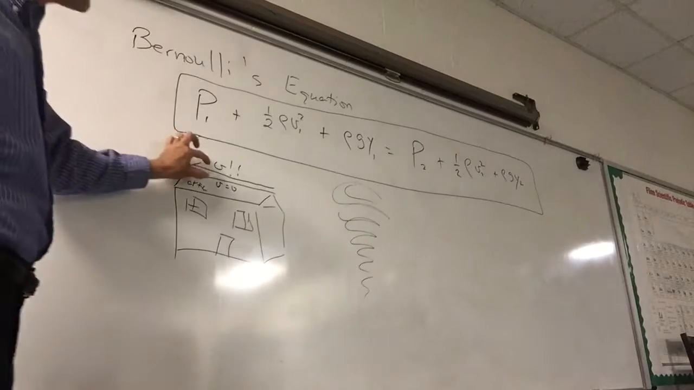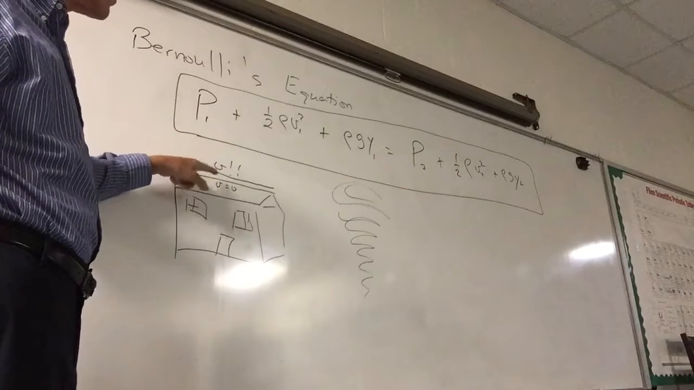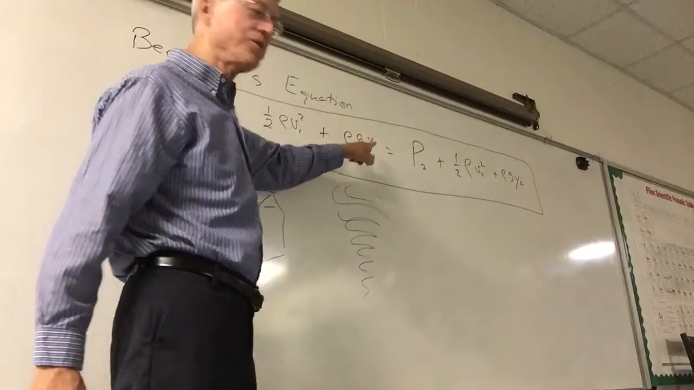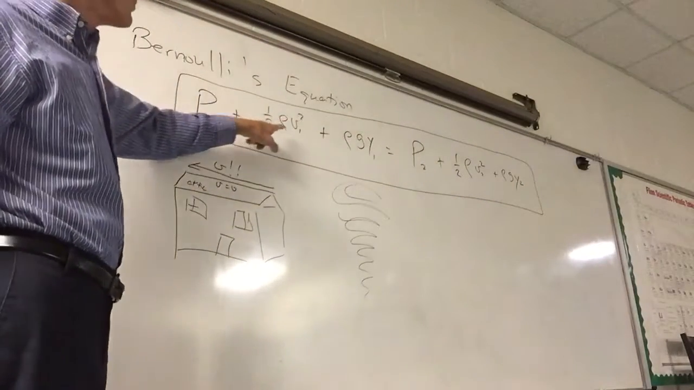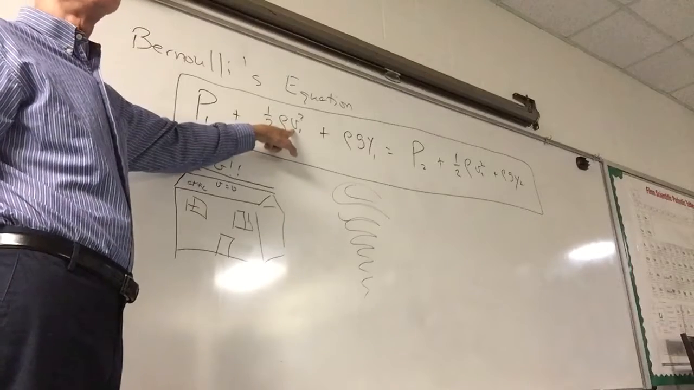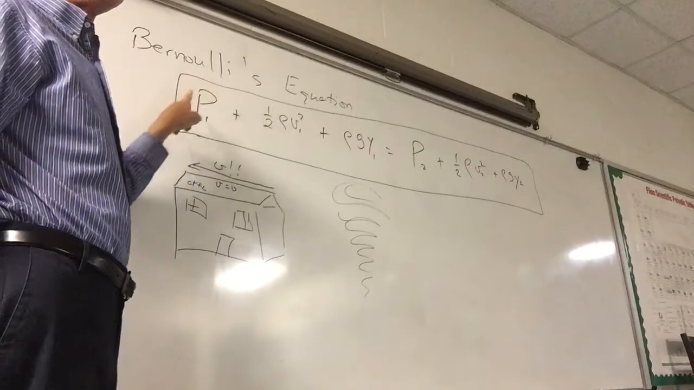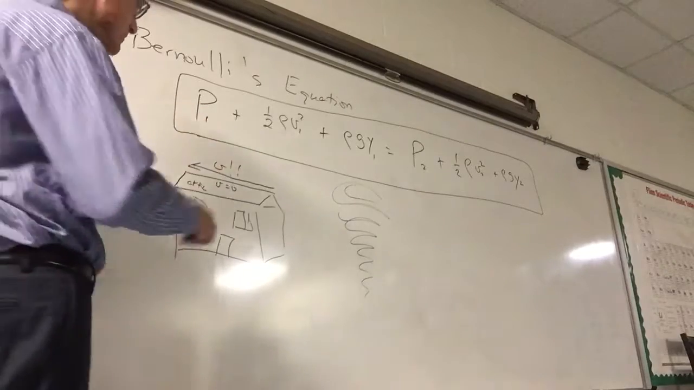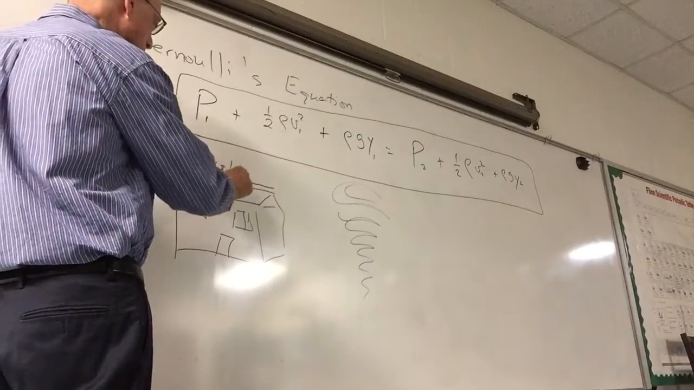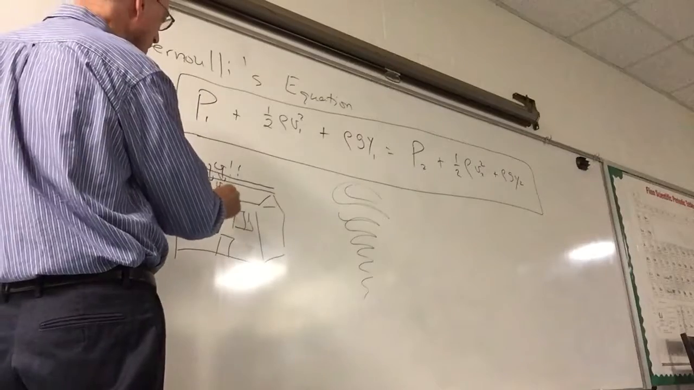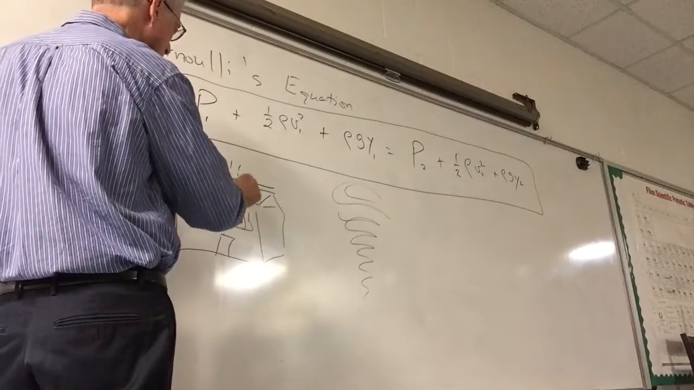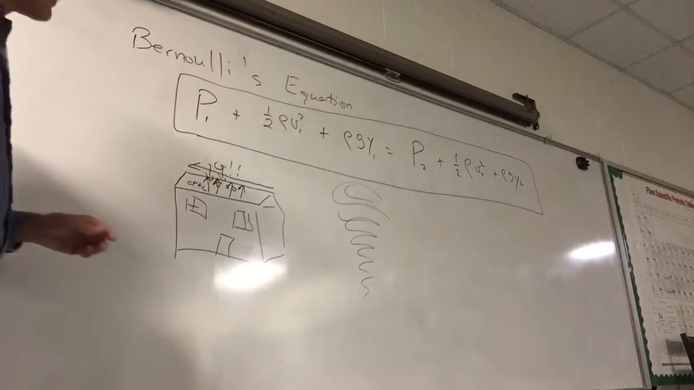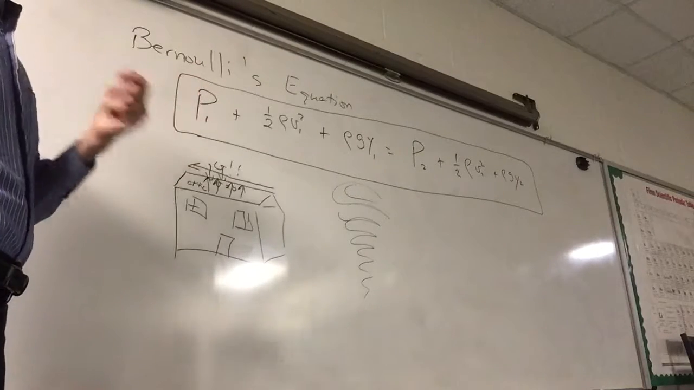The difference in height is negligible right above the roof and right below the roof, so rho g y is not a factor, but where you have greater velocity, you would have what? Less pressure. So very small pressure above because the wind's blowing fast, and much greater pressure inside, which is still normal air pressure. And that's what pops the roof off.